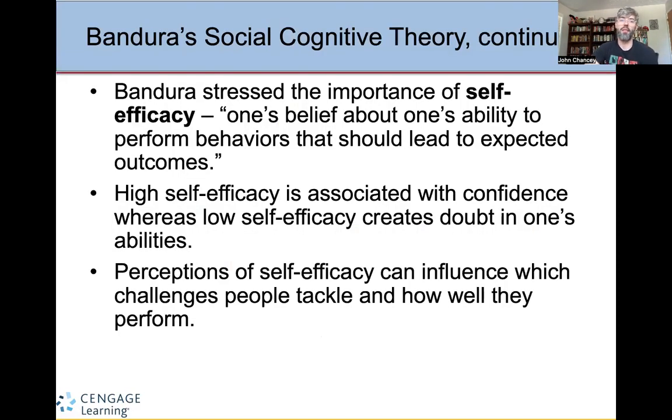The idea is that through these learning experiences, we develop self-efficacy, which is simply our belief that we can do a specific task. It is task specific. So just because you have high self-efficacy in math doesn't necessarily mean you'll have high self-efficacy in learning language. But we know there are a lot of positive outcomes for having high self-efficacy. For example, it's associated with confidence, whereas low self-efficacy tends to create self-doubt, and that's not good for a lot of things.